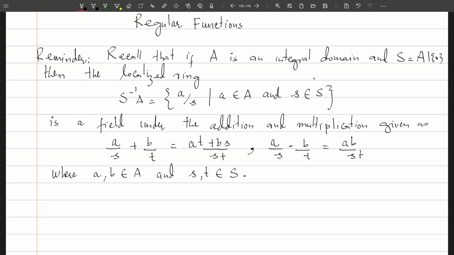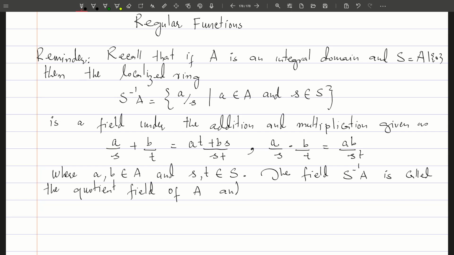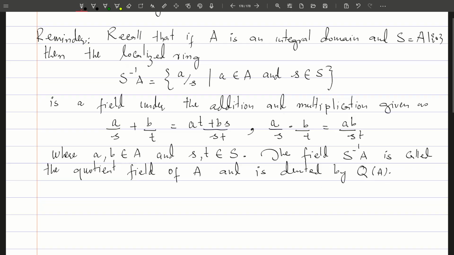So the field S inverse A is called the quotient ring, quotient field, or the field of fractions of A, and is sometimes denoted by Q of A. Here Q stands for quotient.